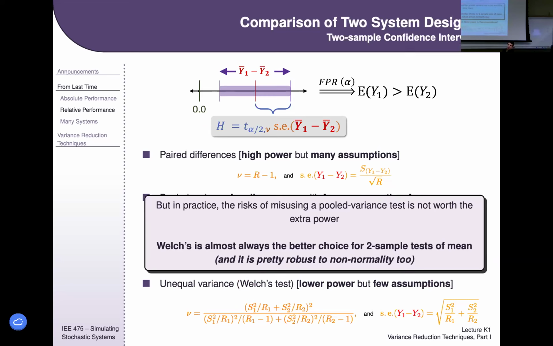So I do want you to know that a pooled variance test exists in case you ever see one, but it should raise red flags because very often you don't have enough of the assumptions to justify using a pooled variance approach. And so everybody uses a Welch's approach. You just assume the variances are different. You do lose a little power, but it's not that much power.